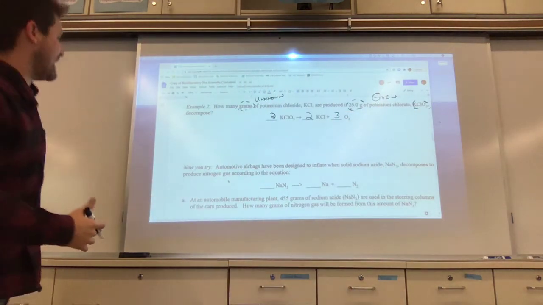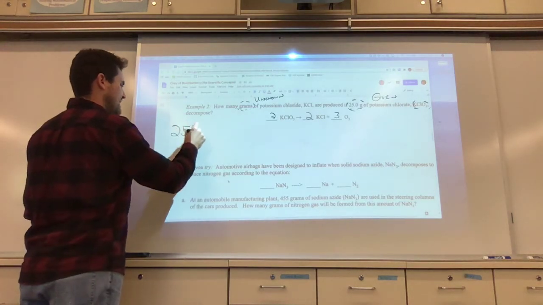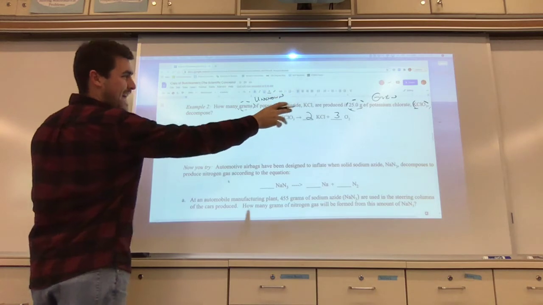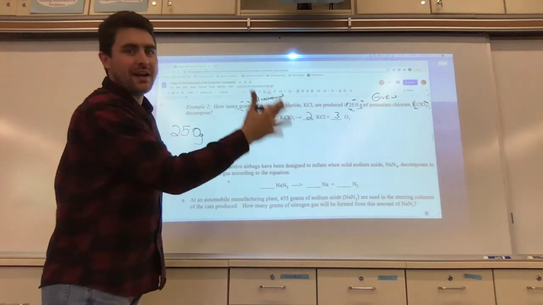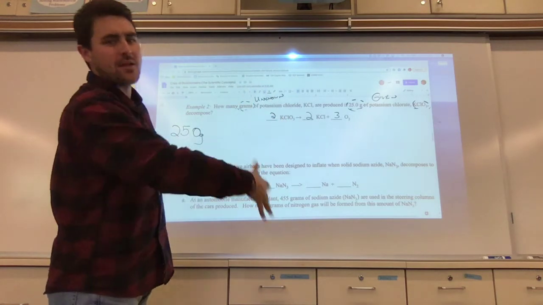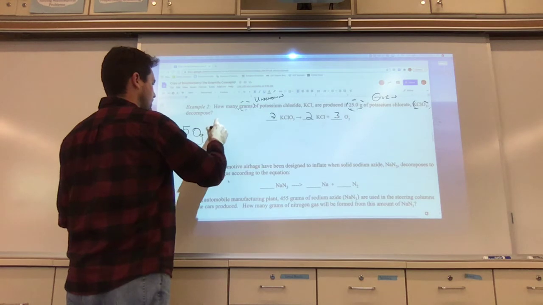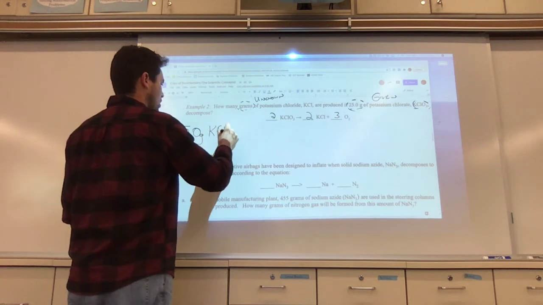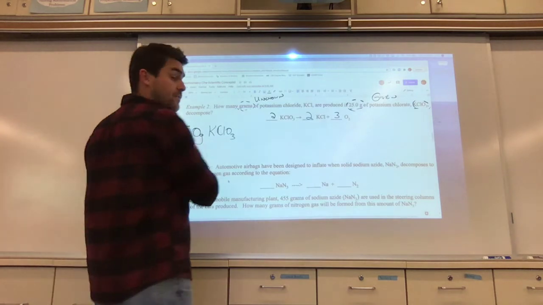We start with our mass of given. Let's start with 25.0 grams of potassium chlorate. It ends in 8. I know chlorate is a common polyatomic ion on the backside of my periodic table. Make sure you check that out if you're not sure what chlorate is. KClO3. All right, that's the first step.